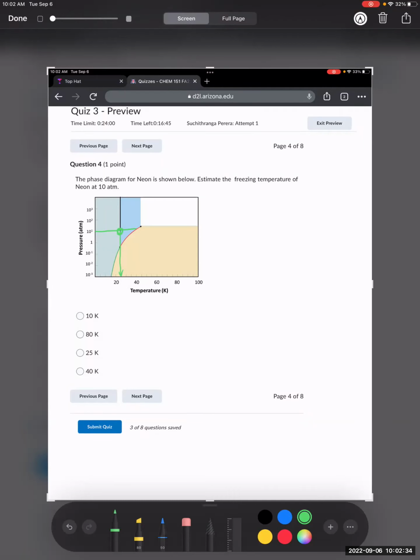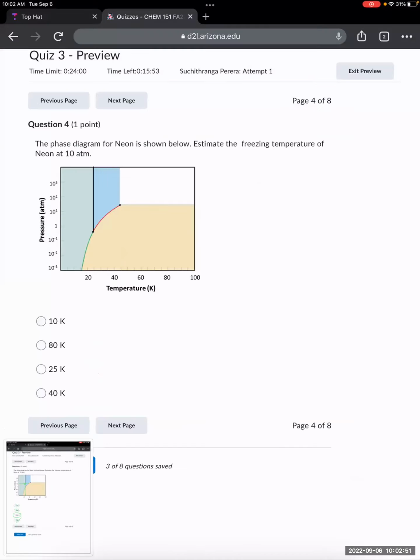I would say that it's going to be something close to 25 Kelvin, because each point is 5 Kelvin, so it should be 25 Kelvin. That's what I would pick. It's definitely not 40, definitely not 10, definitely not 80. It has to be 25. So we're going to go with 25 for that.